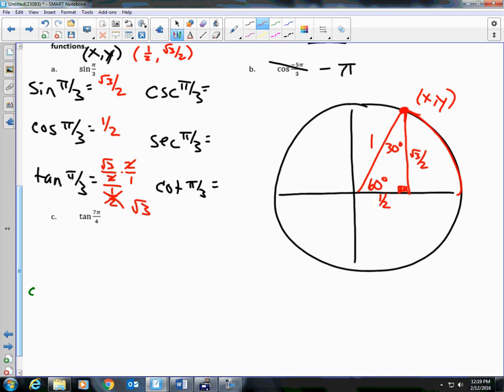Once I know those values, it's easier to find the other 3. How do I find the other 3? Take the reciprocal. Reciprocal of 1/2. 2. That was easy enough. Reciprocal of the root of 3 over 2. Very good. So it's 2 over the root of 3, but we can't have the root of 3 in the denominator. So we multiply the top and bottom by the root of 3. We get 2 roots of 3 over 3.